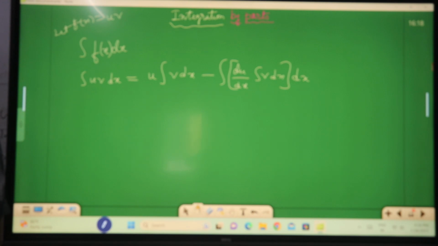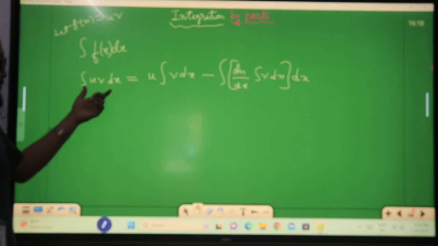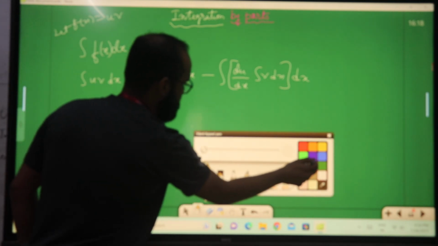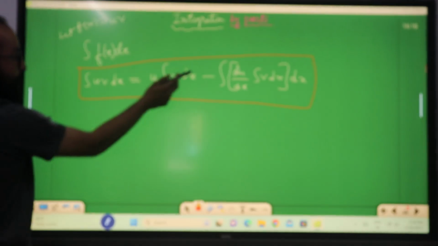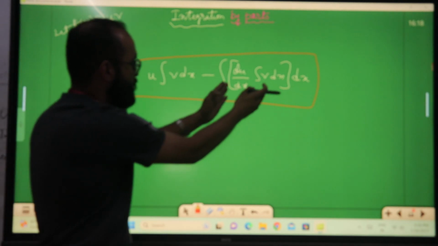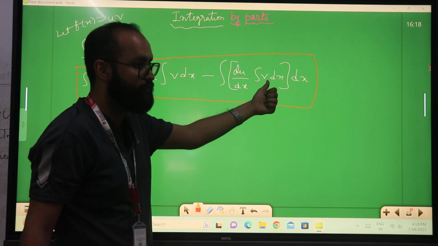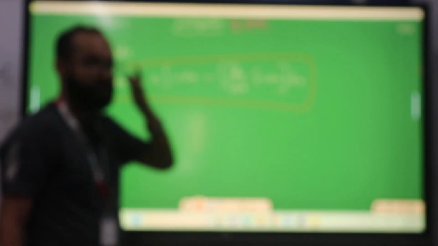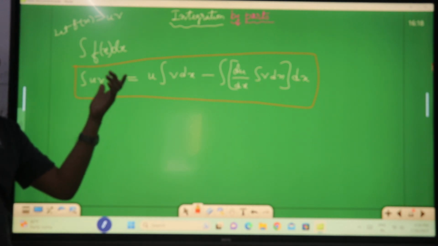If you keep practicing questions, it will become familiar to you. So, if we say u is the first function, v is the second function, then the integration of u into v dx will be given by the formula u into integration of v dx minus integration of this whole thing, where we do differentiation of u into integration of v, and then we again integrate.